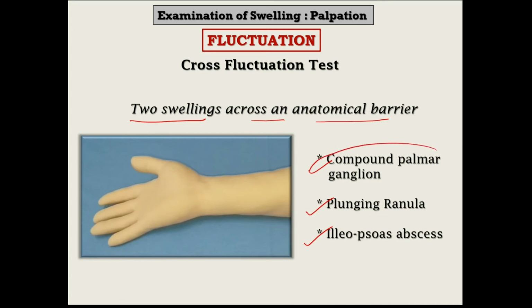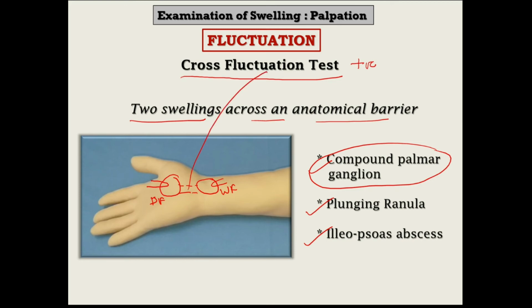Now let's take the example of compound palmar ganglion. In this case, there are two swellings, one in the palm and the other near the wrist joint. They contain fluid and externally they look like two separate swellings. But the secret is that internally they are connected to each other. So by using the same principles, if you keep your displacing finger here to generate a pressure wave, it will be felt by the watching finger kept on the other swelling. And in such a case, the cross fluctuation test will be said to be positive, which is suggestive of some connection between these two swellings.